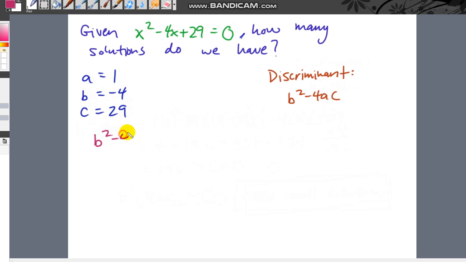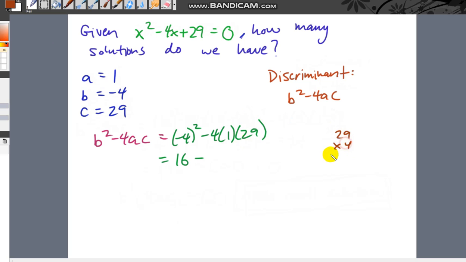So b squared minus 4ac equals negative 4 squared minus 4 times a times c. Negative 4 times negative 4 is 16. We subtract 4 times 1, which is 4. Then we need to do 29 times 4. 29 times 4, carry the 3, so 116. So 16 minus 116 is going to be negative 100.